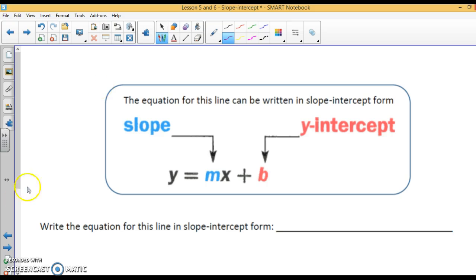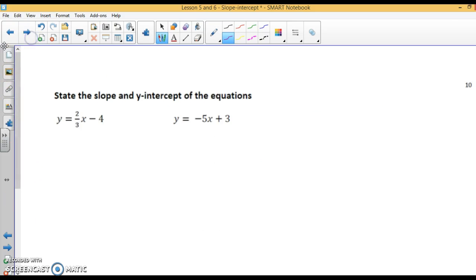We already went over this. State the slope and the y-intercept of these equations. Well, let's remember, slope-intercept form is y equals mx plus b. So the slope of this line is right here, 2/3. That's the coefficient of x. Do not put an x after it. It's just 2/3. The y-intercept is -4.